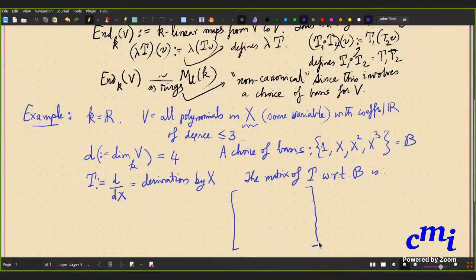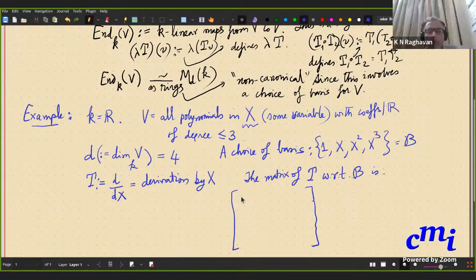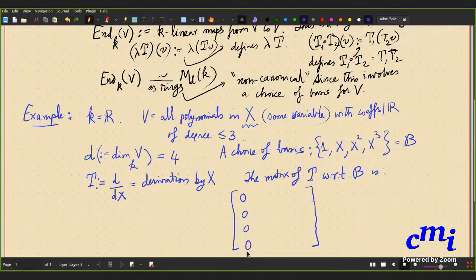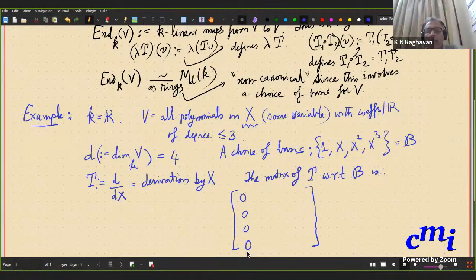The first column is 0. Okay, the first column is 0, and may I ask why is that? Because the derivative of 1 is 0, and if we expand according to the elements 1, x, x squared, x cube, that will be 0. Very good. Excellent.